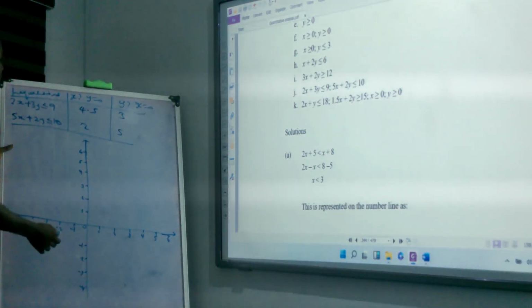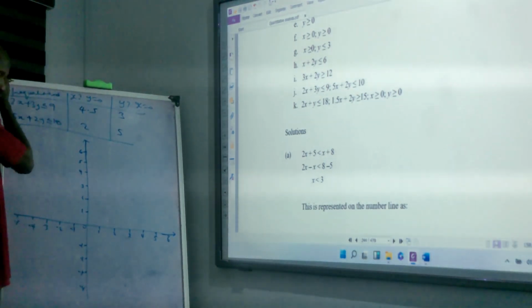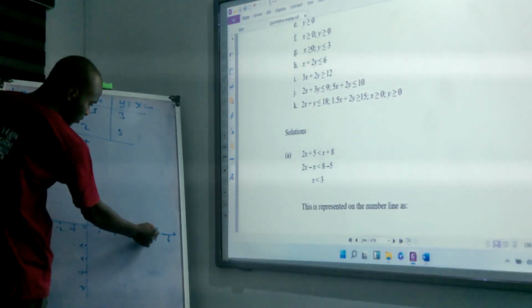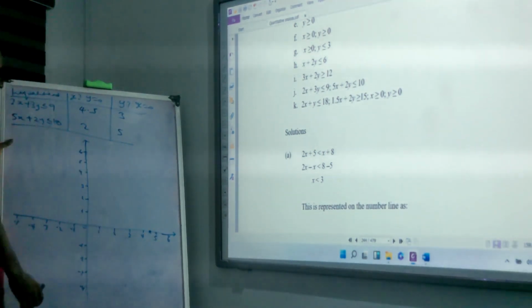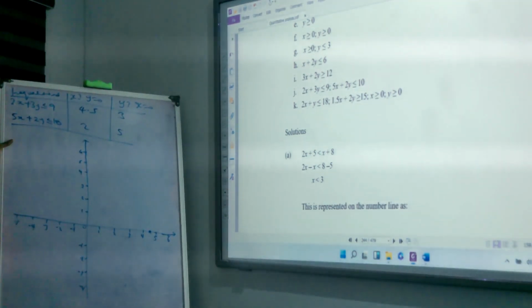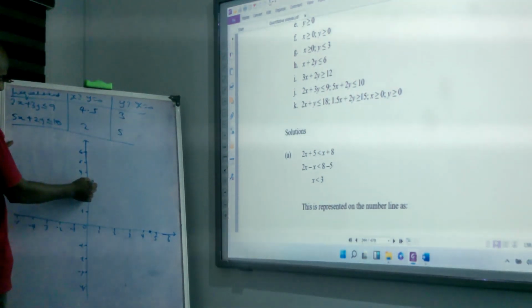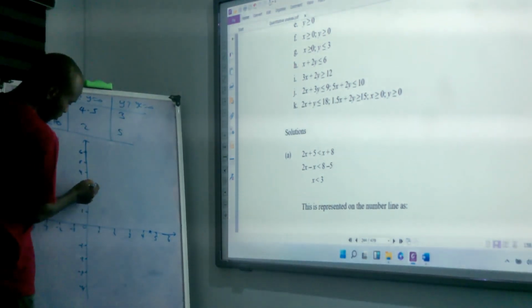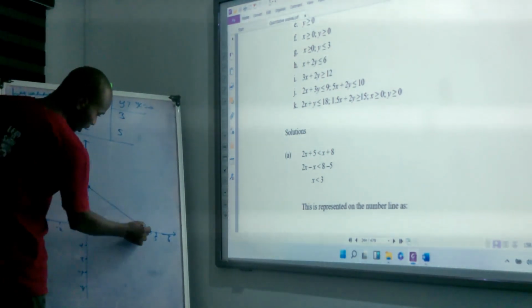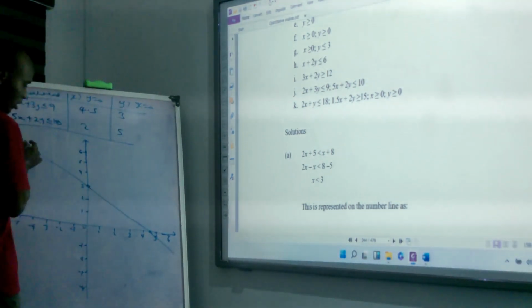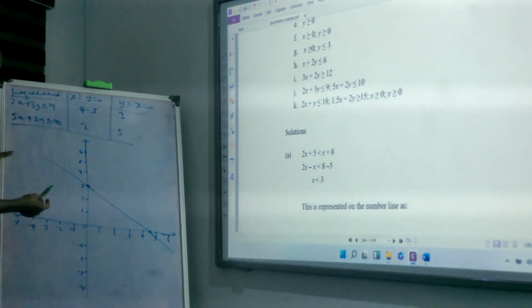So when y is 0, x is 4.5. So 4.5 is there, half between 4 and 5. When x is 0, y is 3. So let's draw the first inequality line. Join them with a good ruler. And this is the first inequality line. What is the visible region of the line?